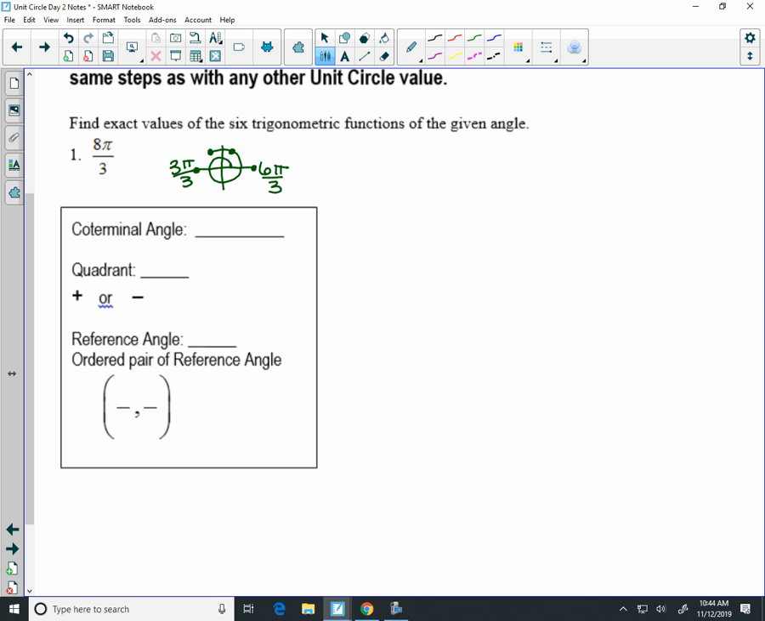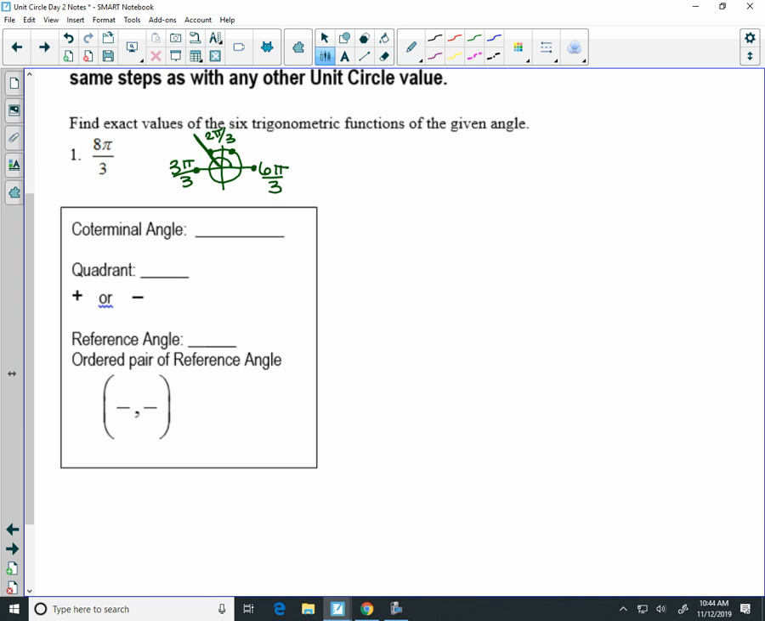So this angle is on the same line as 2 pi over 3. It just spirals around like that. It's that same spot. It's the same angle. It's just spiraled around an extra. The negatives spiral the other way. It's nice to know that. You don't particularly have to know that. You have to know how to work with it.